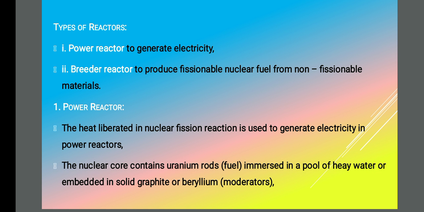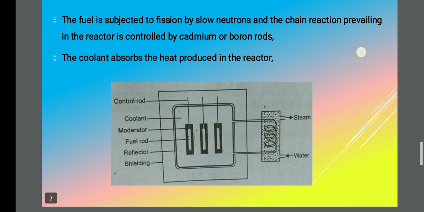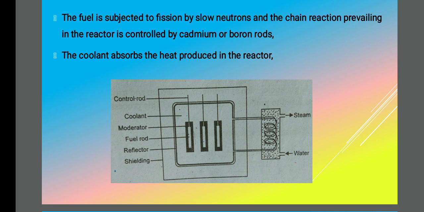I'll repeat. If you take the power reactor, we have uranium as the fuel rod, immersed in a pool of heavy water, and this is kept inside the moderator, which is solid graphite or beryllium. The fuel is subjected to fission reaction by slow neutrons, and the chain reaction is controlled by cadmium and boron rods. We have control rods inside which control the nuclear fission reaction, and the coolant absorbs the heat produced in the reactor. The heat thus absorbed is used to convert water into steam, which runs a turbine and produces electricity. I'll explain this with a diagram.